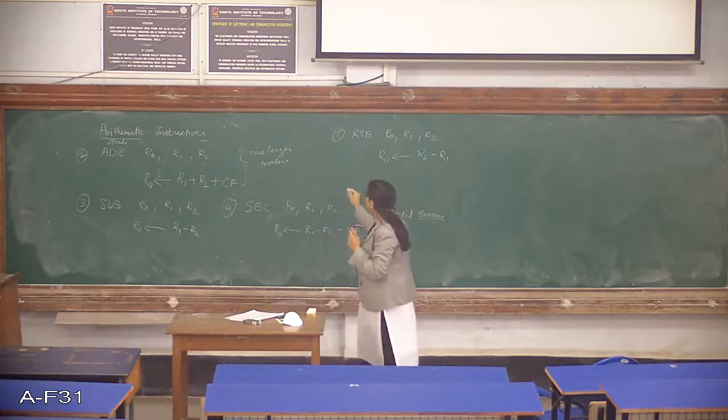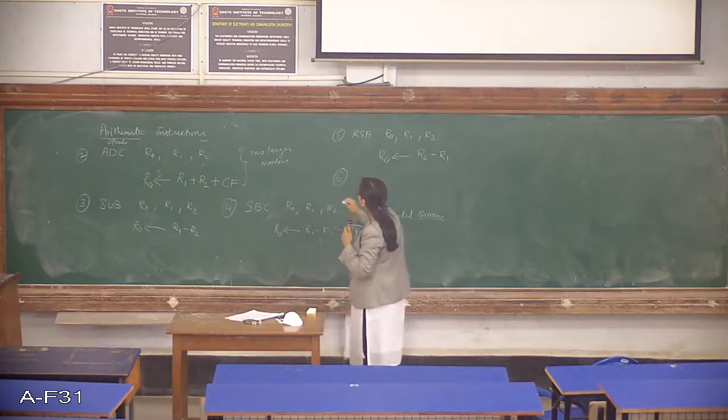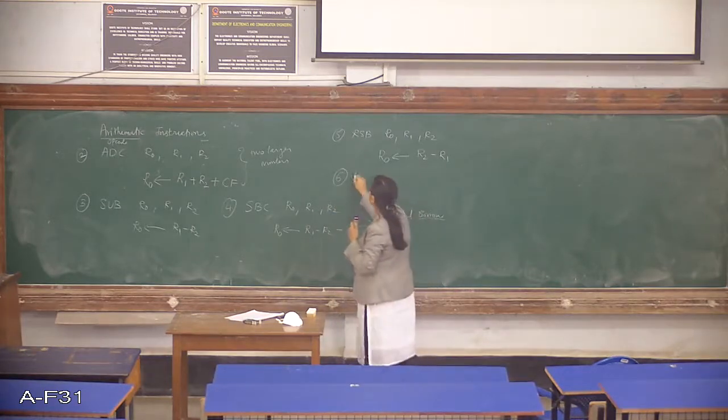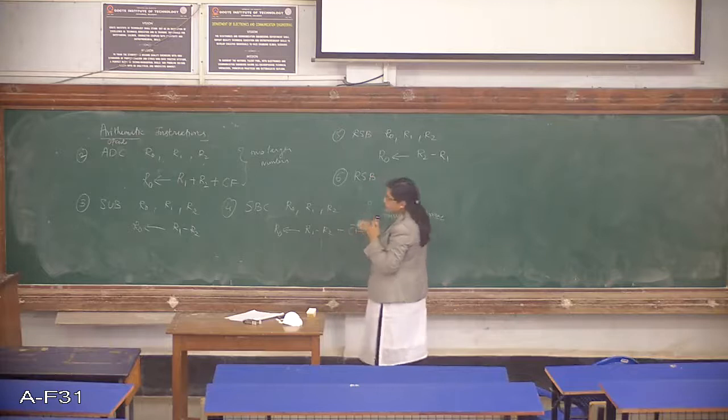Similarly, with this we also have reverse subtraction with borrow. So we have RSB, sorry, RSC.